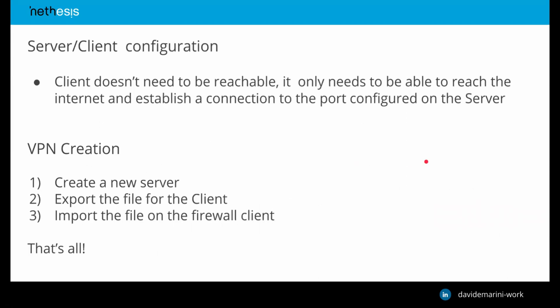And it is very simple and fast to create a VPN tunnel. We have just 3 steps. First, create a new server. NetServer will help you to do it very easily with pre-filled values. Second, export the auto-generated file for the client. And third, import the file on the client. And that's all. You now have a working site-to-site tunnel.